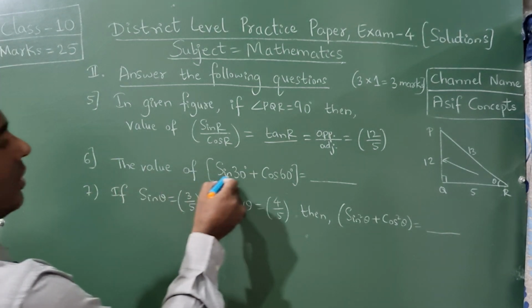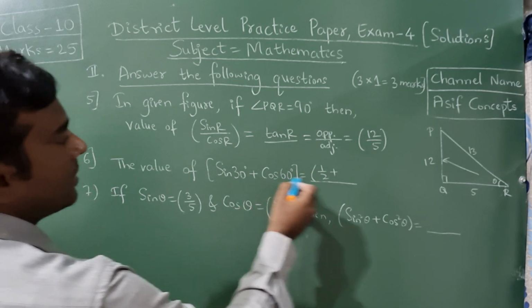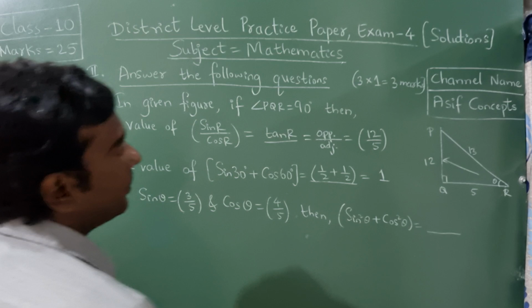Now sixth question. The value of sin 30. Sin 30 is 1 by 2 plus cos 60 is 1 by 2. So half plus half is 1.